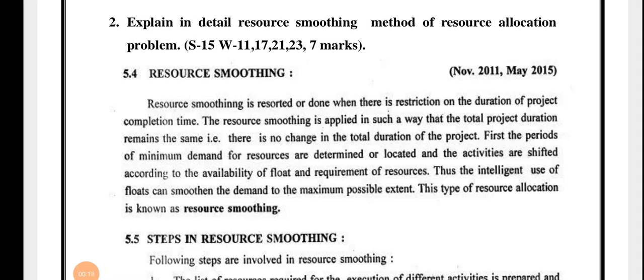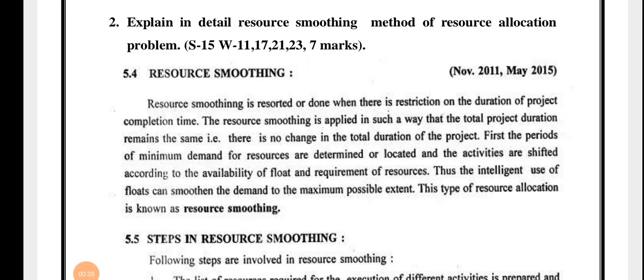Okay. So resource smoothing is resorted to or done when there is a restriction on the duration of project completion time. The resource smoothing is applied in such a way that the total project duration remains the same. There is no change in the total duration of the project.